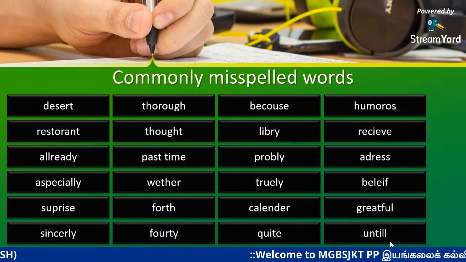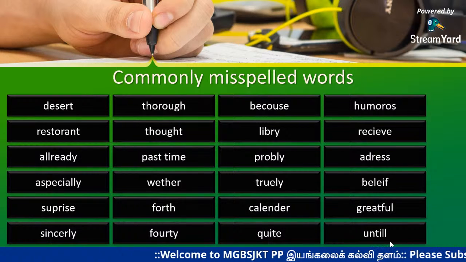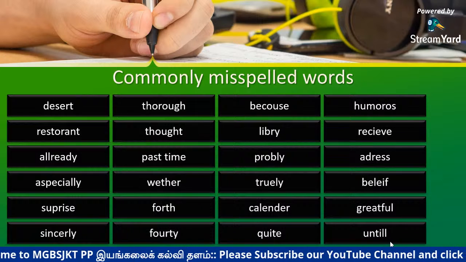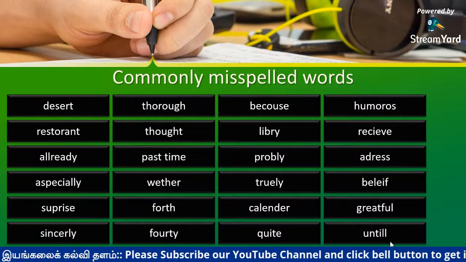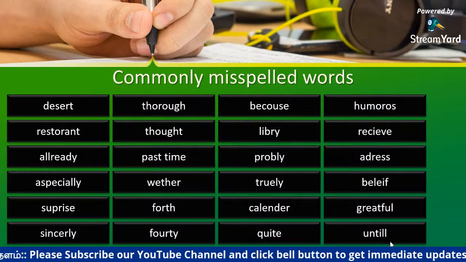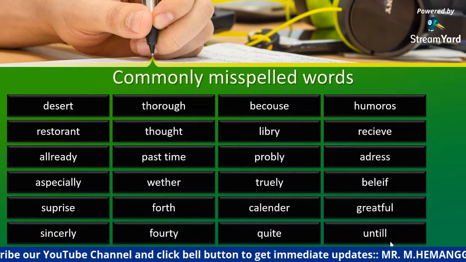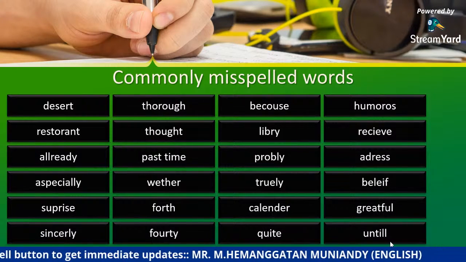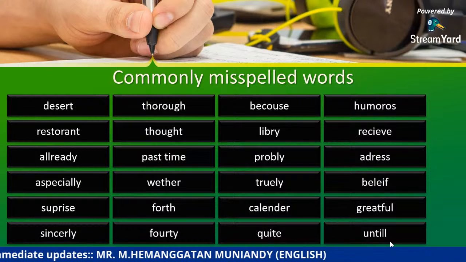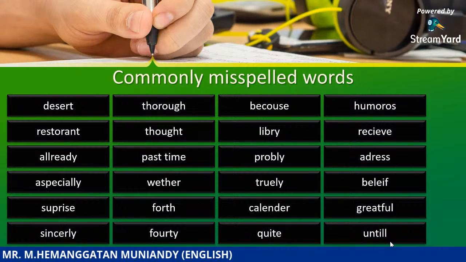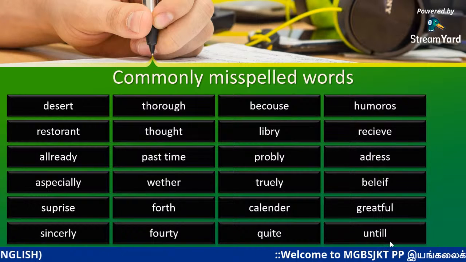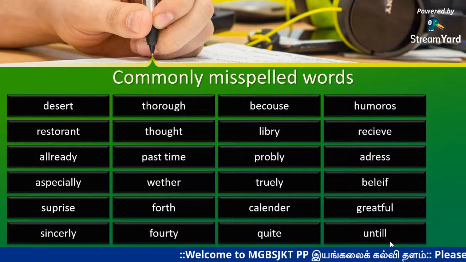The first one, desert. You may feel that that word is spelled correctly, and why I put it here? Because of the confusion between desert and dessert. Is this desert or dessert? Ask yourself. Number two, restaurant. Supposed to be restaurant, but most of the time I see a wrong spelling instead of the correct restaurant.